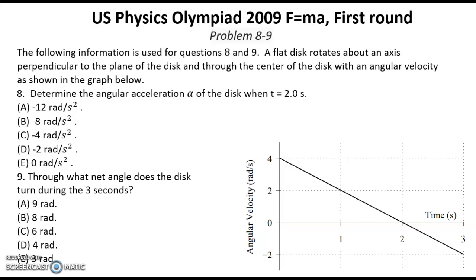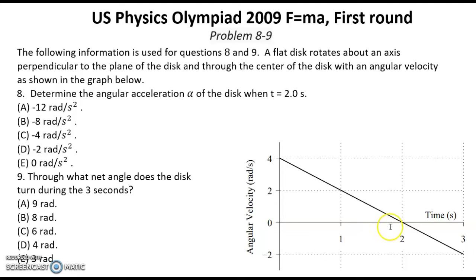Solution. We have a graph, angular velocity versus time. And from this graph we can find what is instantaneous acceleration just using slope for this graph. But here we have a straight line. It means that angular acceleration everywhere is the same. So we can just count what is the slope of this line.